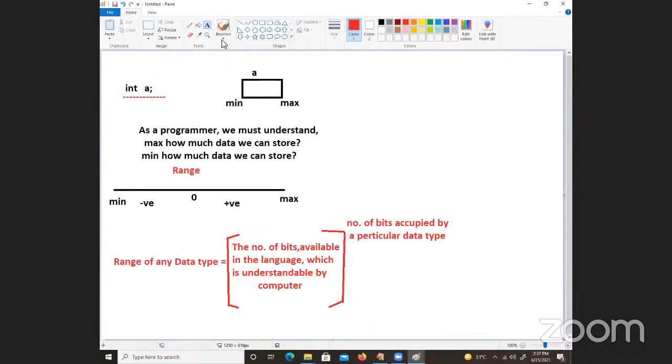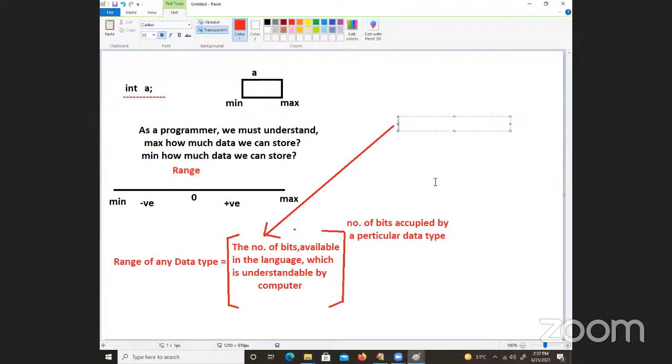The number of bits available in the language which is understandable by the computer is nothing but what? First, you try to get the clarity here. Computer understands which language, guys? Binary language. Am I right? All of you, am I right or not? Computer understands binary language.